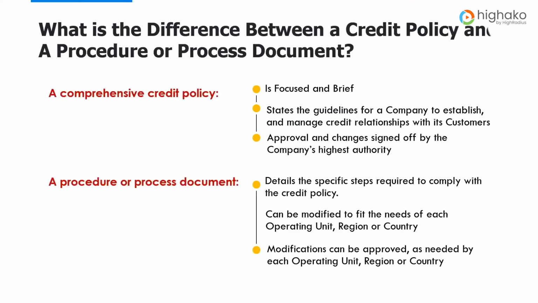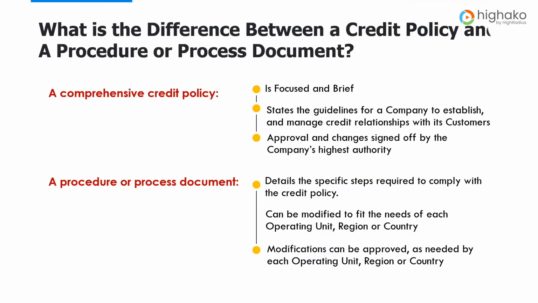So what's the difference between a credit policy and a procedure? This question comes up very often. And they could be combined. You could have a policy and a procedural document. But basically, a policy is focused. It's brief. It states the guidelines for a company to establish and manage its credit relationships with its customers. Approval and changes are signed off by the highest authority in the company. That really gives it the legitimacy and the credibility and the authority to be adhered to.